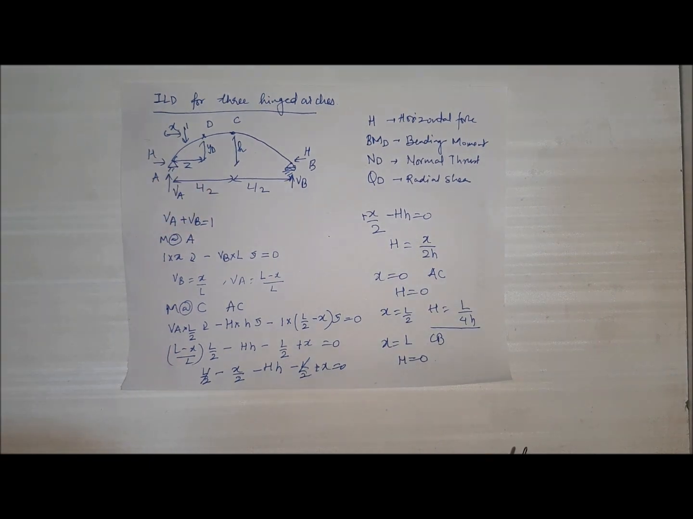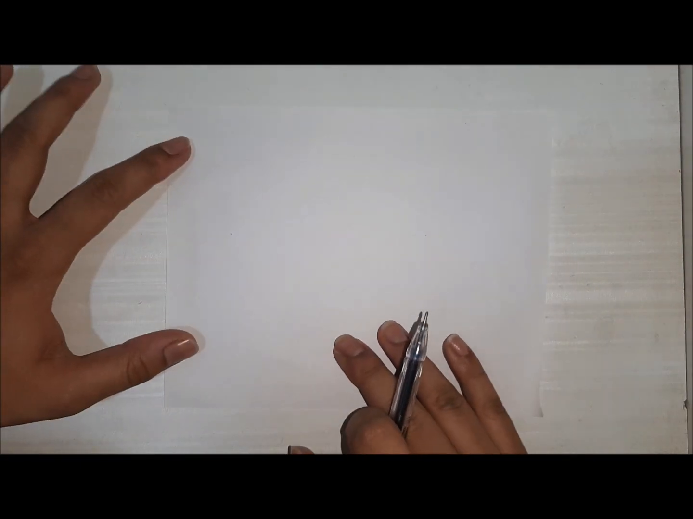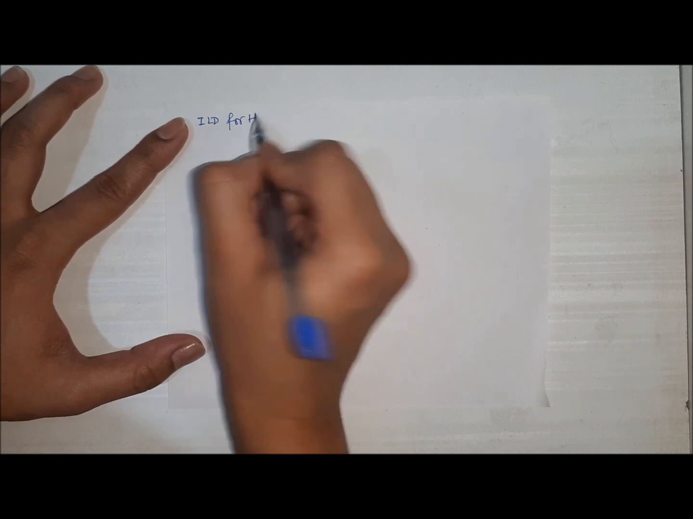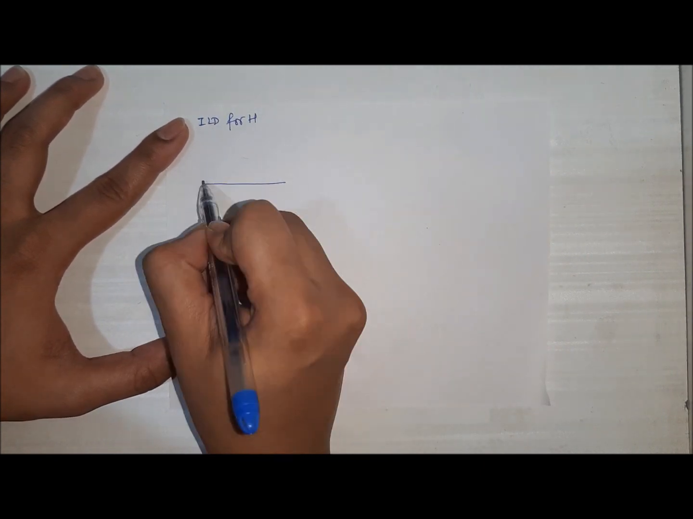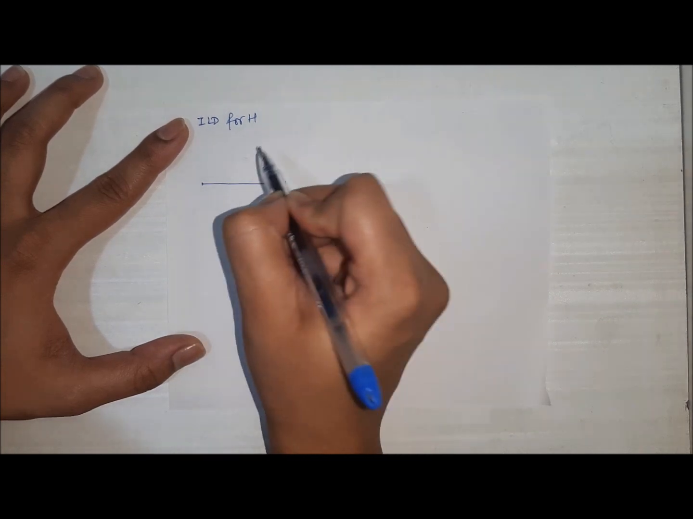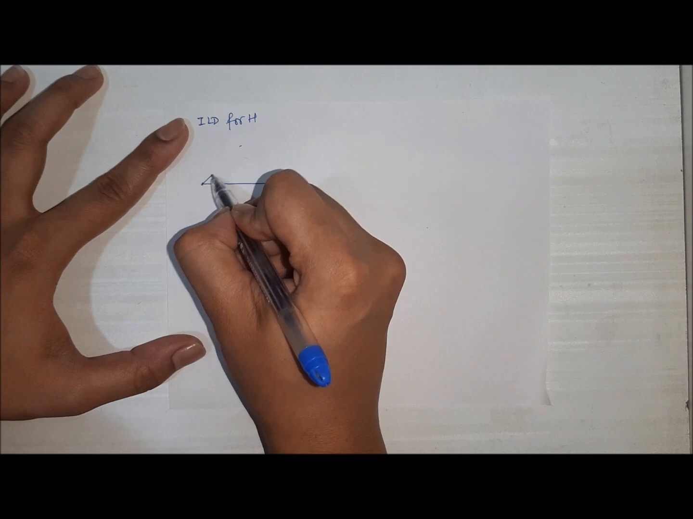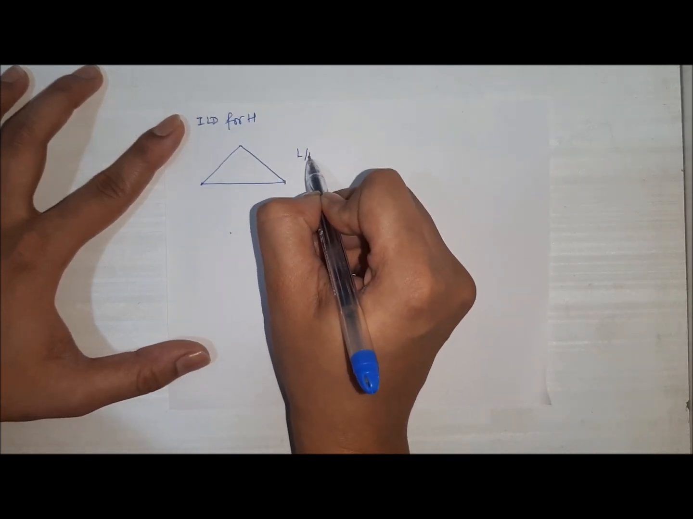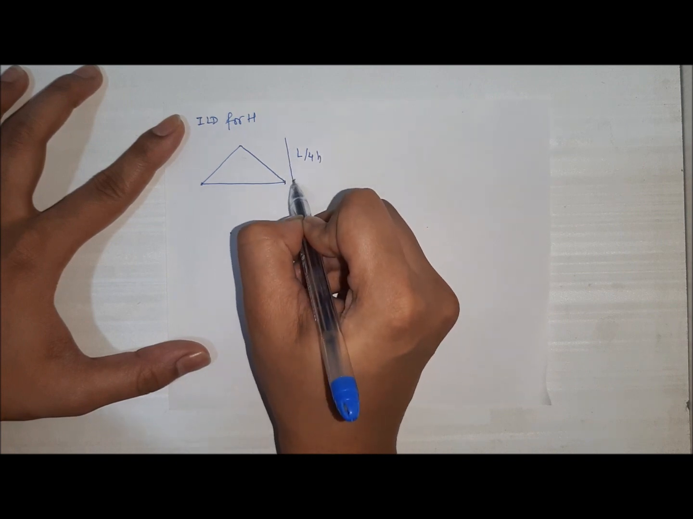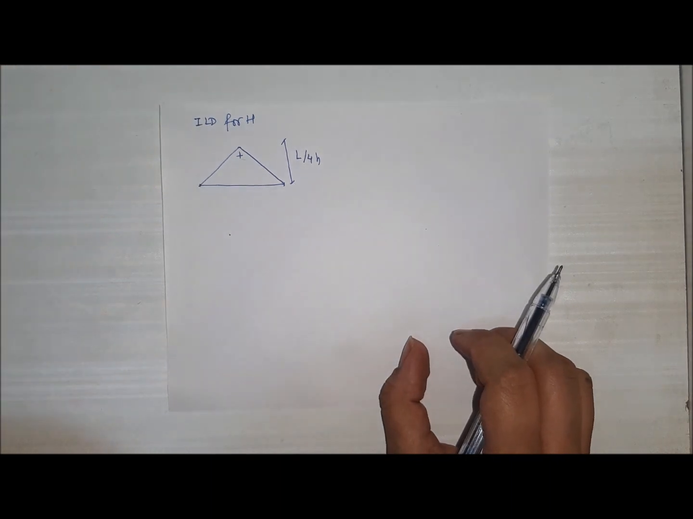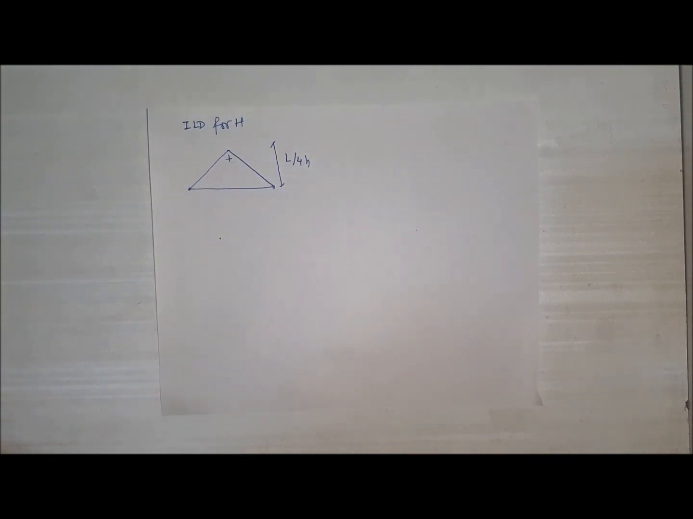Now for plotting the figure for the ILD of H, the ILD for H: when x was 0, H was 0, when x was L, H was 0. Only it was highest when x was equal to L by 2. So we have a triangle with the highest ordinate as L by 4h in the positive sense. This gives us the ILD for H. Fine.